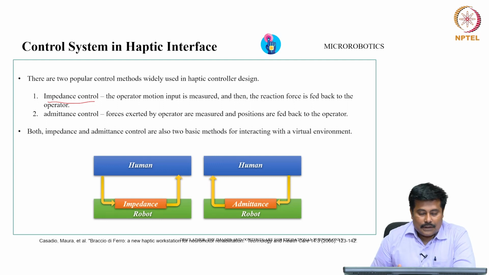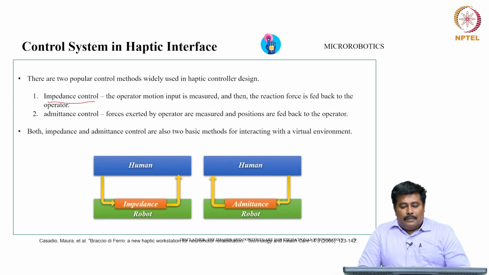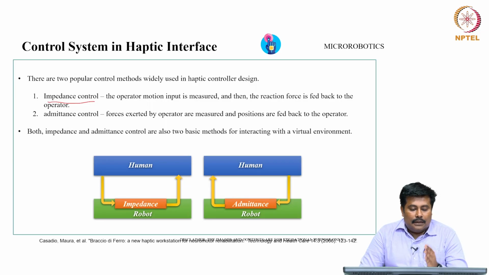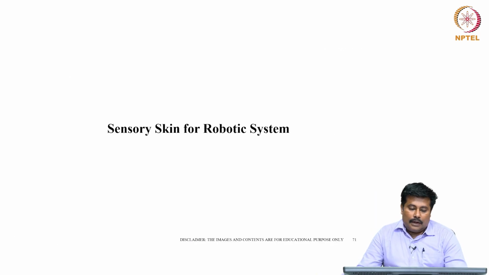In this admittance control, the forces exerted by the operator are measured, and positions are fed back to the operator. Both impedance and admittance control are two basic methods for interacting with the virtual environment, like either a human machine interaction or a human robot interaction.